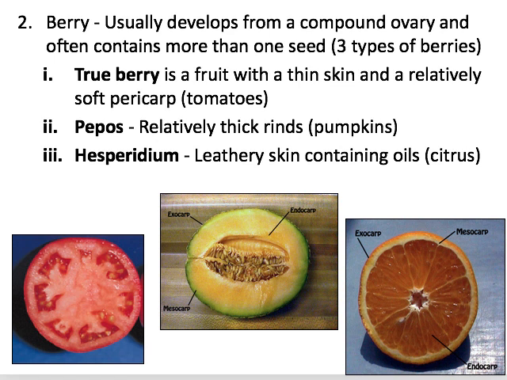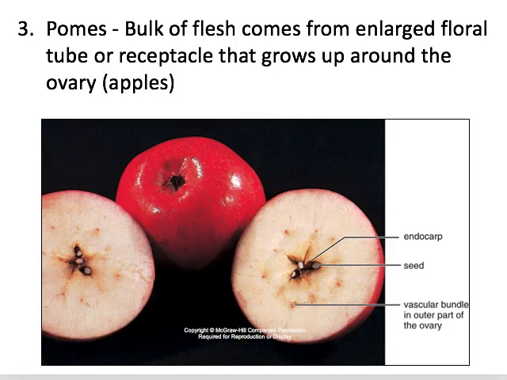Number two is a pepo. Pepos have relatively thick rinds. Things like melons and pumpkins are classified as pepos, which are types of berries. And lastly, hesperidium. These are berries that are covered with leathery skin containing oils. And these essential oils are citrus oils. So things like oranges, lemons, limes, grapefruits, all are classified as a hesperidium, which again is a type of berry.